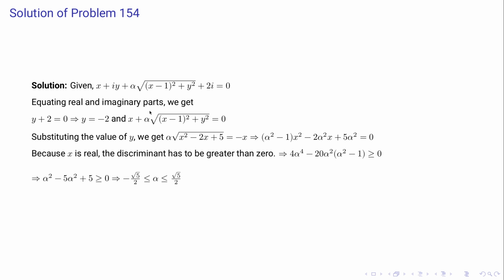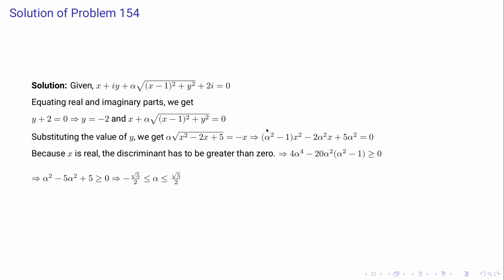So we equate real and imaginary parts. We get y + 2 = 0, that is y = −2. And x + alpha into square root of (x − 1)² + y² = 0. So we substitute y = −2 into this equation. We will get alpha into square root of x² − 2x + 5 is equal to −x. We square both sides and bring everything on one side. We get (alpha² − 1)x² − 2alpha²x + 5alpha² = 0.